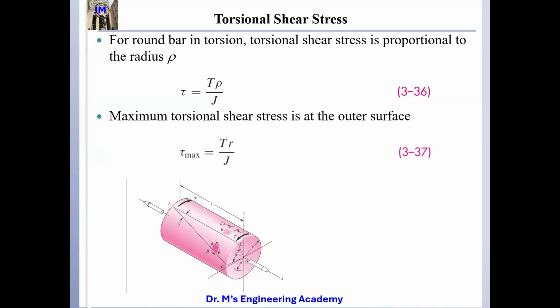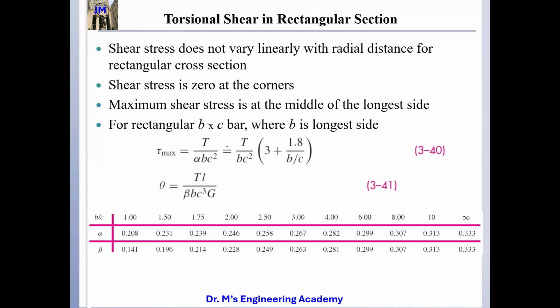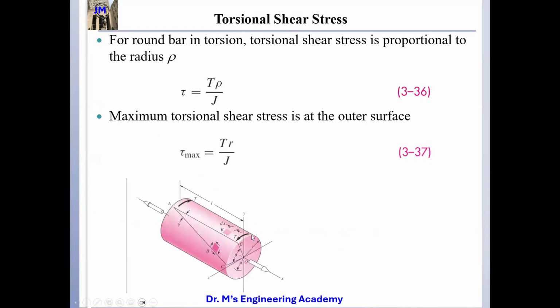The maximum torsion shear stress is at the outer surface. We know for this circular bar, the point at which rho is maximum is on the outer surface, which equals the radius of the cross section. So this circular bar is very straightforward.